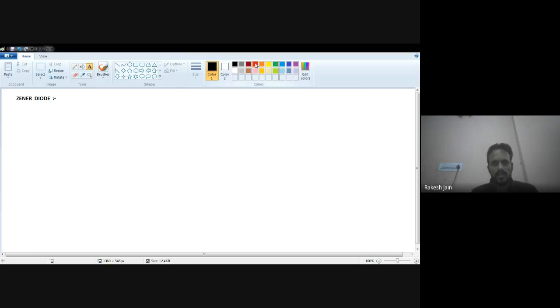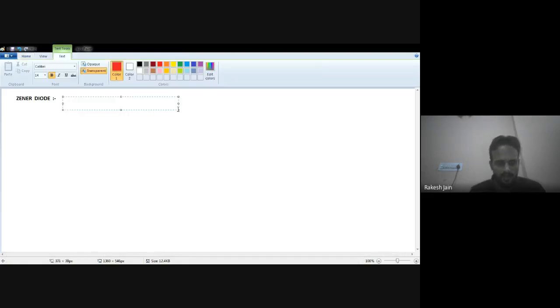Zener diode is actually a heavily doped PN junction diode. Basically, Zener diode works in reverse bias.